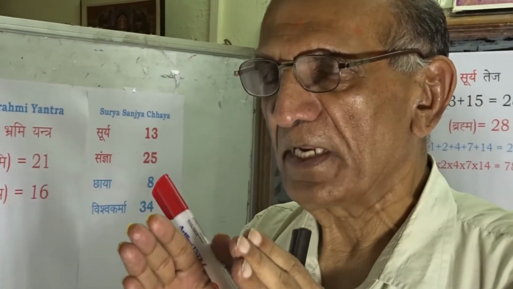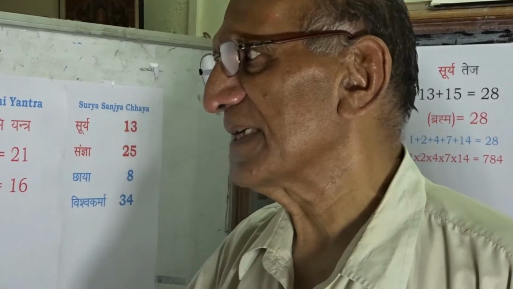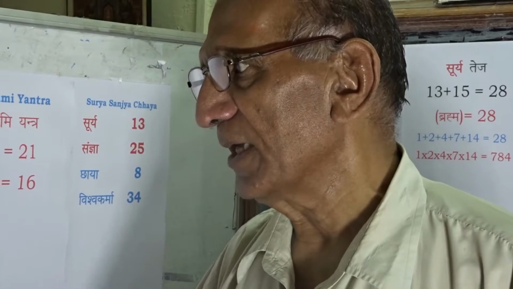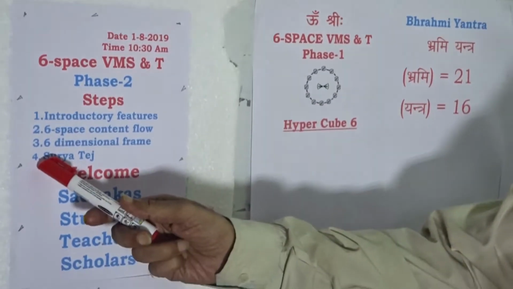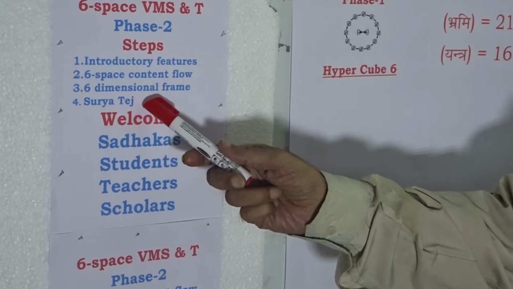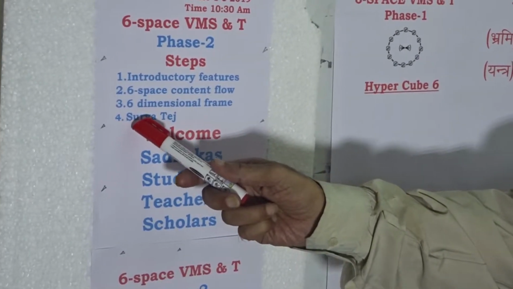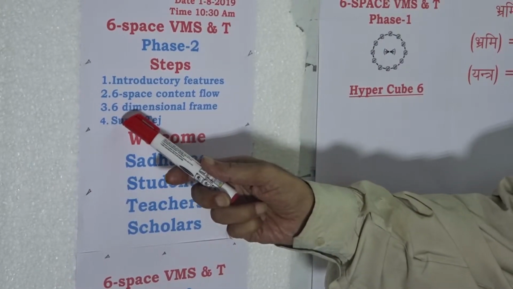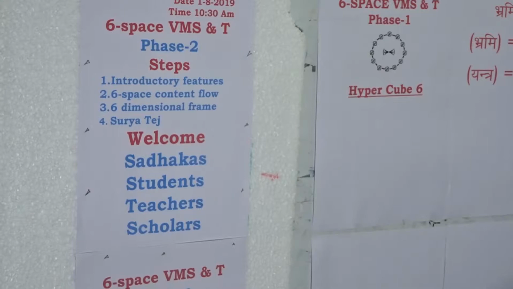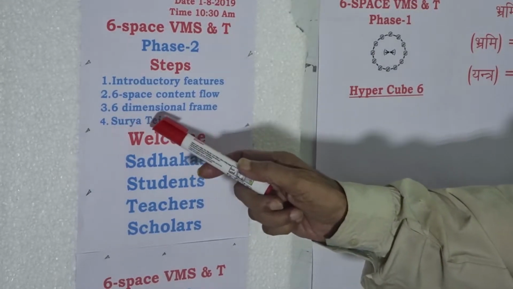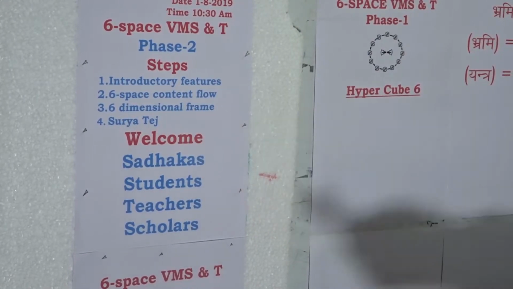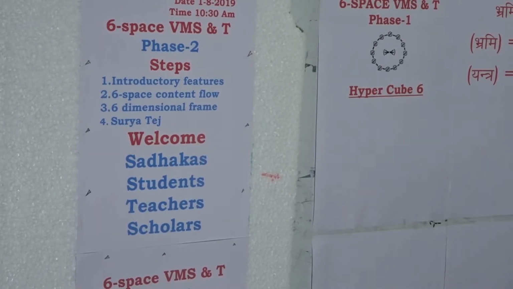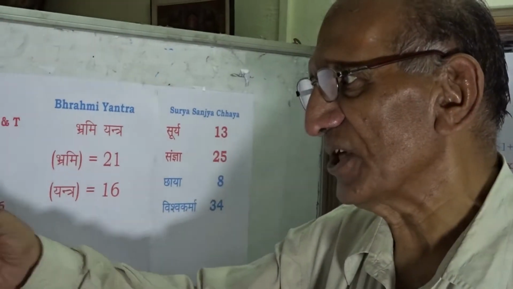Let us open a new page in our 6 Space VMS T notebook. Let us mention that today we are initiating ourselves and exposing ourselves to the capture Surya Tej. Surya Tej is a formulation, and it is in terms of this formulation that we will try to have an insight about the features of 6 Space VMS T.